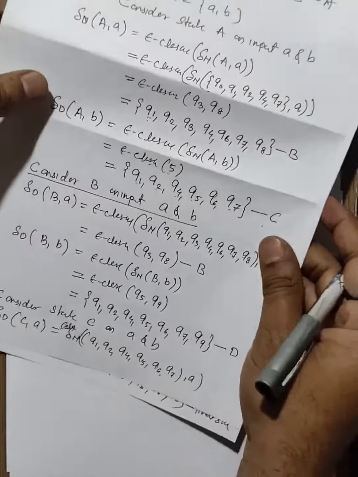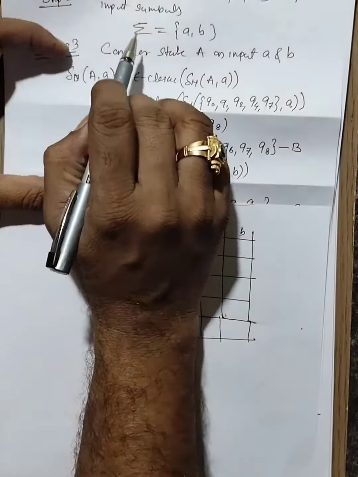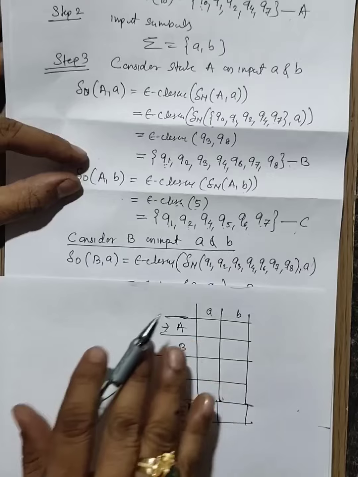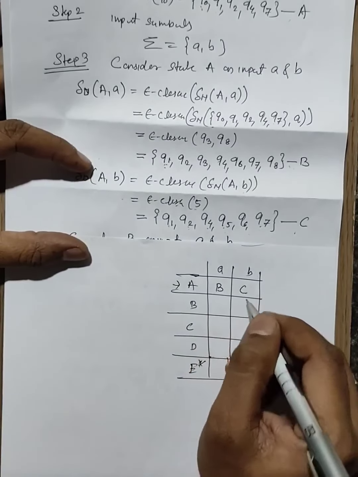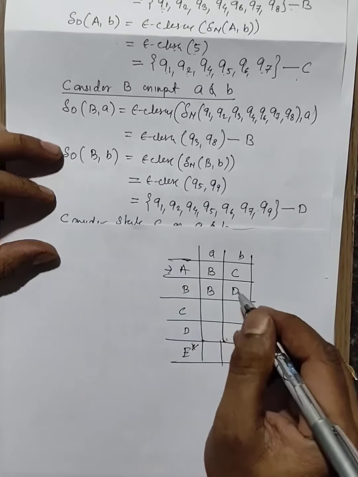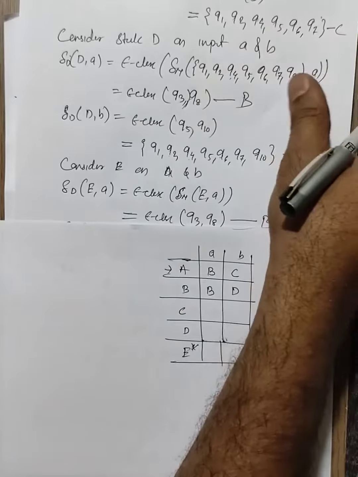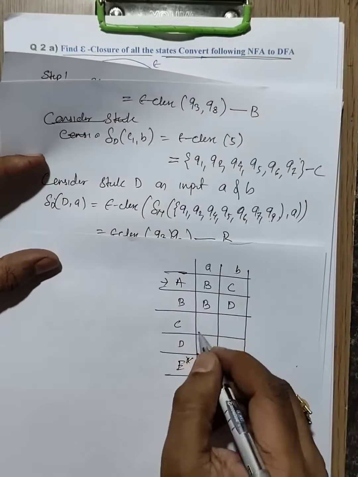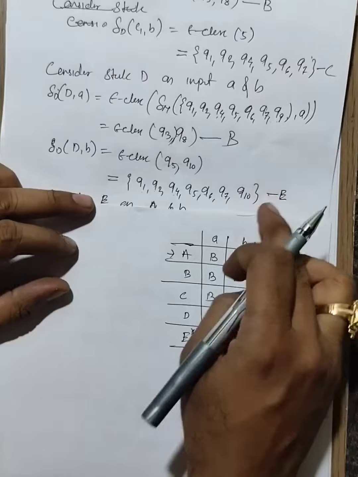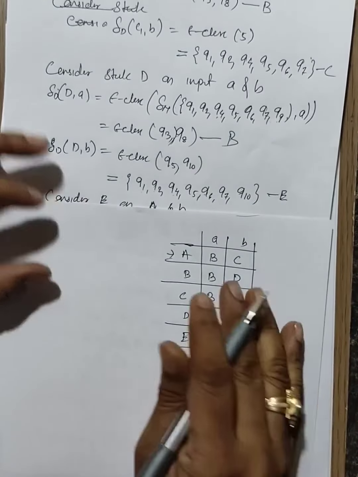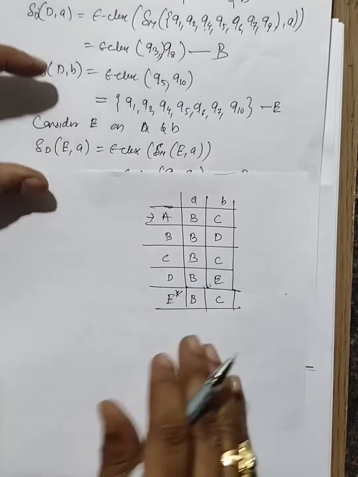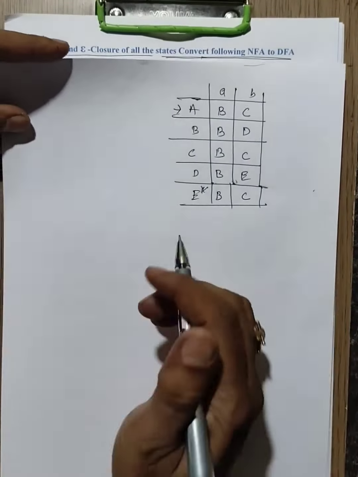We check within this. State A on A is B, A on B is C. The next, B on A is B, B on B is D. The next, C on A is B, C on B is C. D on A is B, D on B is E. Then E on A is B, E on B is C. And once you know this transition table, then we can construct the DFA for this.